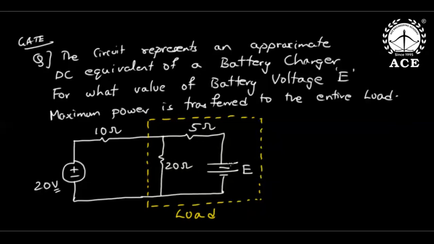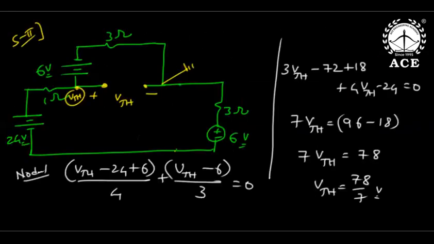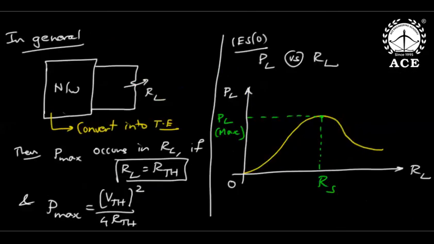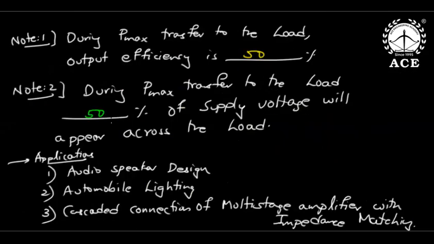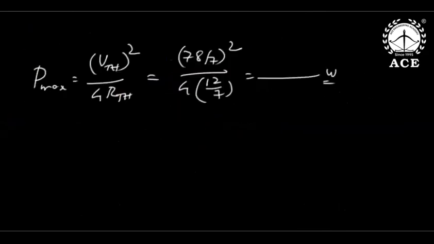Now we cannot neglect E and directly say load resistance equals source resistance. We cannot neglect this battery and say load resistance is source resistance. Reduction is not possible here. Then what is the shortcut? That shortcut we just discussed is under the Pmax transfer theorem: 50% of the supply voltage will appear across the load. Whatever may be the load, 50% of the drop will appear across the load. So that is the idea here.